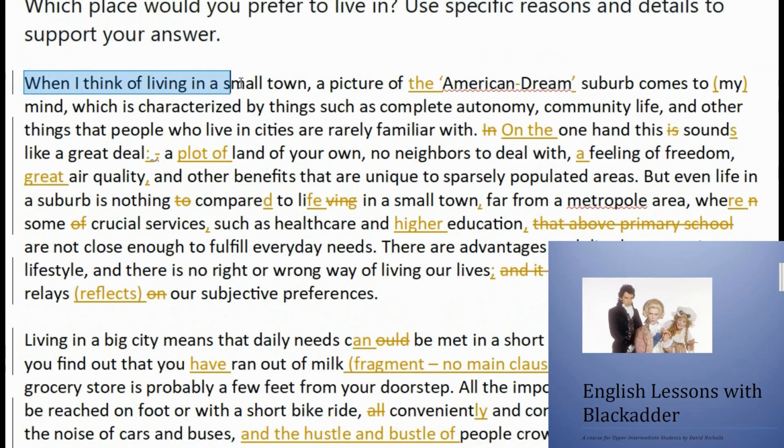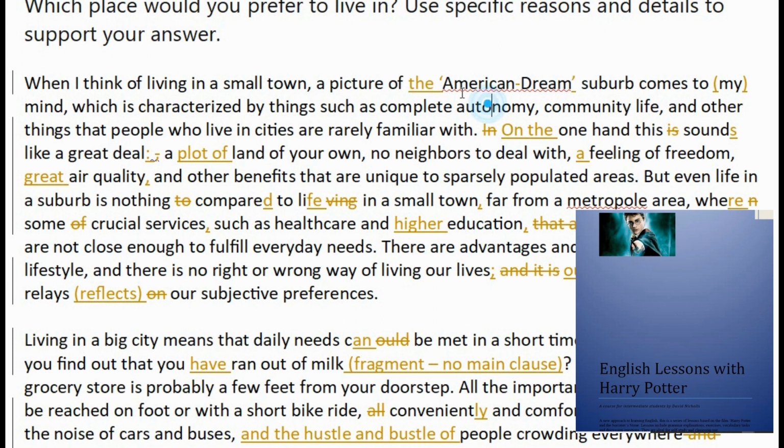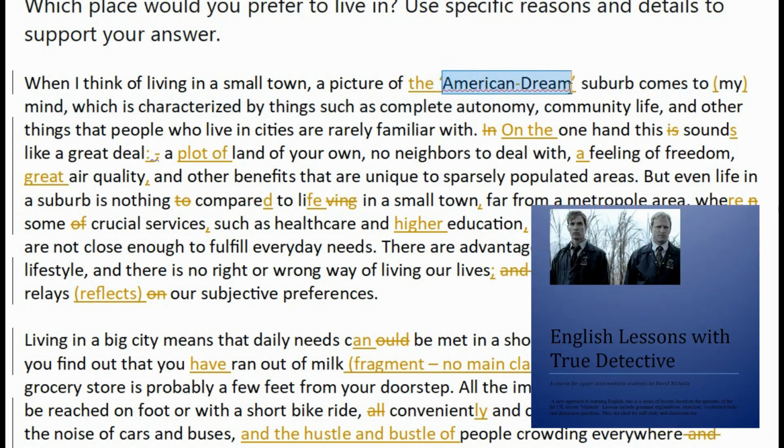So when I think of living in a small town, comma, excellent, that's a fronted subordinate clause, and so we need a comma. A picture of the American dream suburb comes to mind. Now, American dream is a noun technically, but you're using it as an adjective here describing suburb, and that's the reason why I've put a hyphen in there. It makes it clearer that it's a compound adjective, and I have put it in quotation marks, yes, speech marks, because it's usually a noun, it's not normally an adjective.